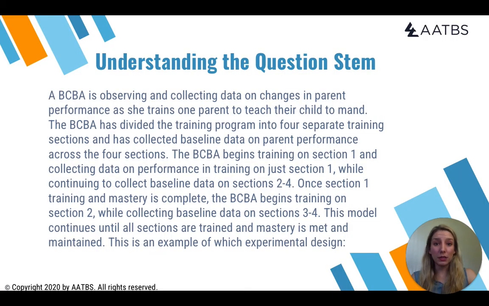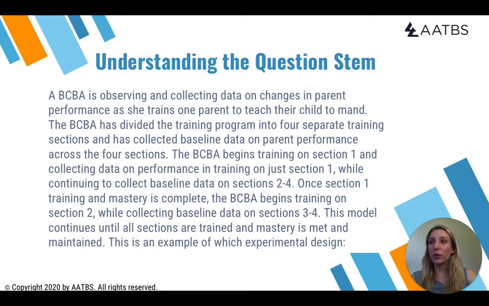So let's get right into this question stem again. This is a longer question, but what is this question really asking us? This question is providing us information about an experimental design utilized when teaching a parent to implement mand training with their child. The question asks the reader to demonstrate their understanding of experimental design through clinical application. In this scenario, a behavior analyst is utilizing a form of experimental design to show control over the dependent variable while multiple independent variables are presented.